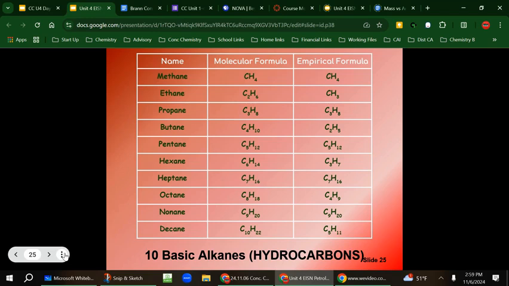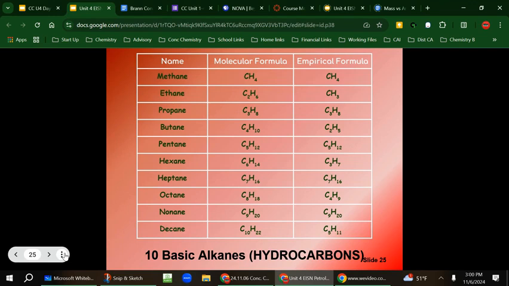5. Look at the formula for pentane. How many carbons? There's 5 for pentane. How many for hexane? How many for decane? Like deca means 10. Octa means 8. So after the first 4, they are named based on the amount of carbons in them.